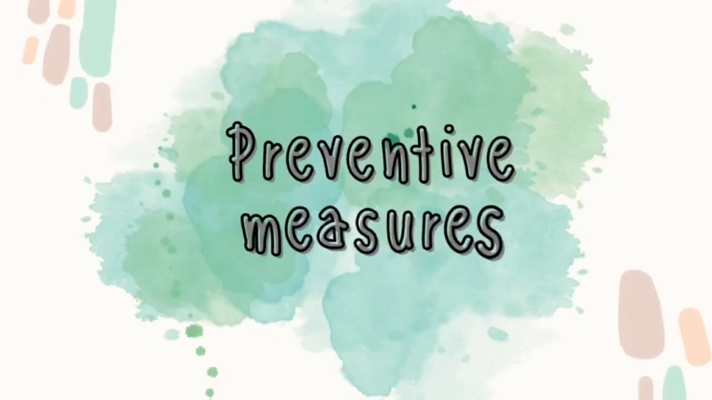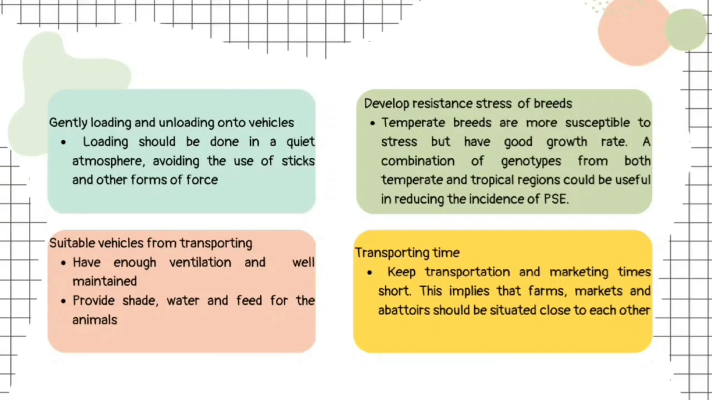Here are some preventive measures. First, gently load and unload animals onto vehicles. Loading should be done in a quiet atmosphere, avoiding the use of sticks and other forms of force. Second, develop stress-resistant breeds. Temperate breeds are more susceptible to stress but have a good growth rate. A combination of genotypes from both temperate and tropical regions could be useful in reducing the incidence of PSE.